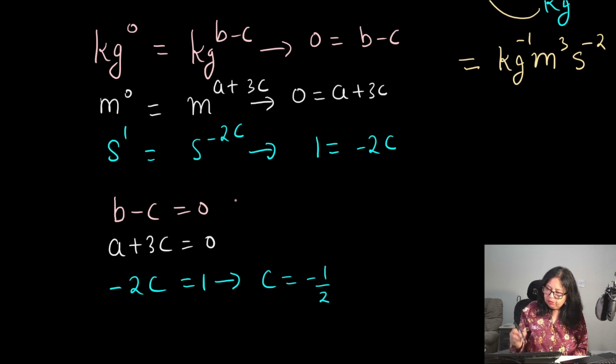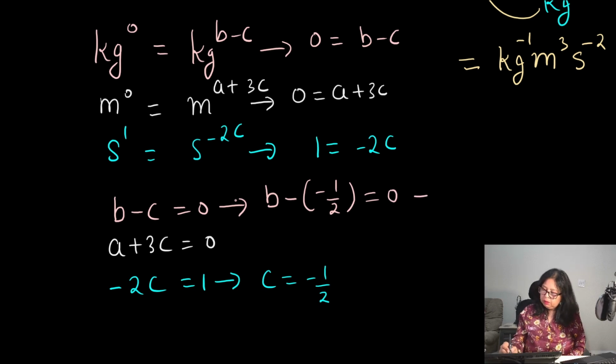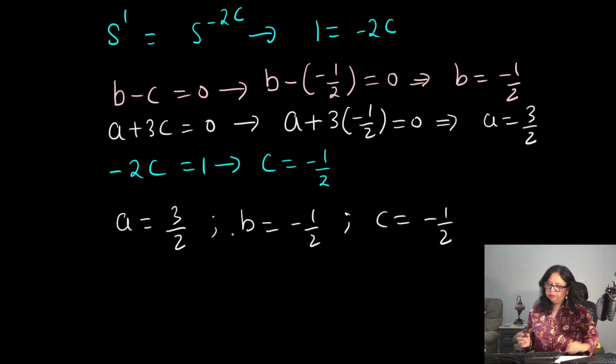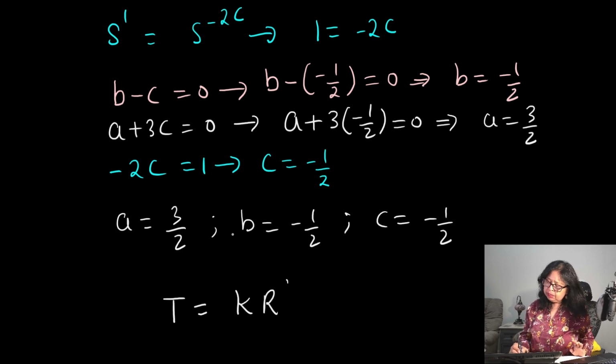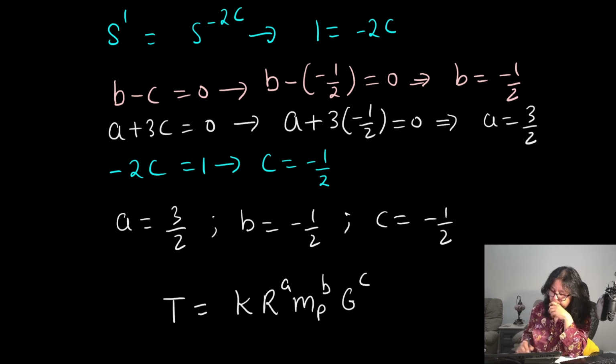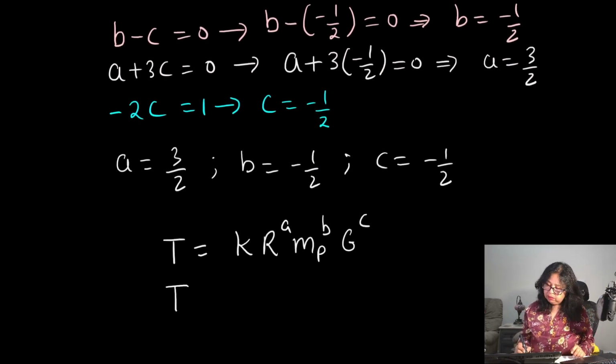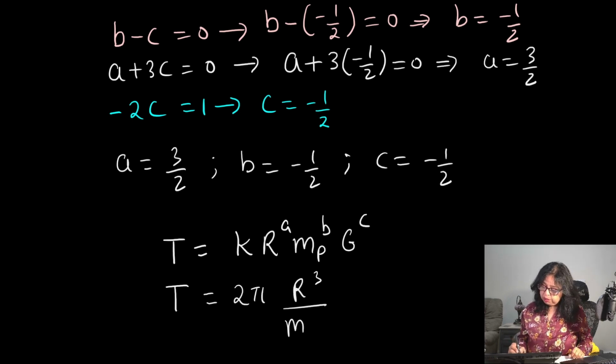Let's go ahead and plug this value for C up here. B minus 1/2. Minus 1/2 is for C. Gives me B equal to minus 1/2. Plugging these values of A, B, and C in this equation for time period, which is T equals K times R to the power A, MP to the power B, and G to the power C, and K to be 2 pi, I get T equals 2 pi times the square root of R cubed over MP times G.